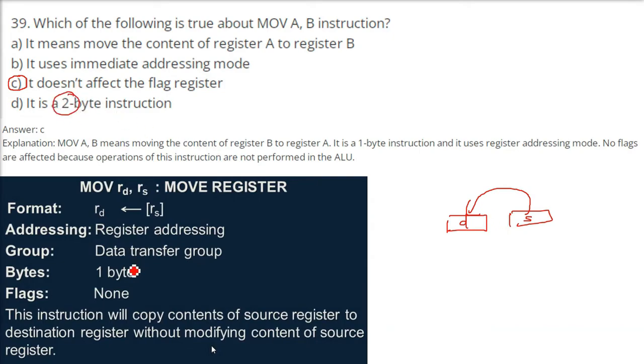It is not a 2-byte instruction, because MOV is a 1-byte instruction. Does it mean move the content of register A to B? No, it means moving the content from register B to A, not A to B. That is why this is also wrong. Does it use the immediate addressing mode? No, it uses the register addressing mode. So the only answer is C. All others are incorrect.